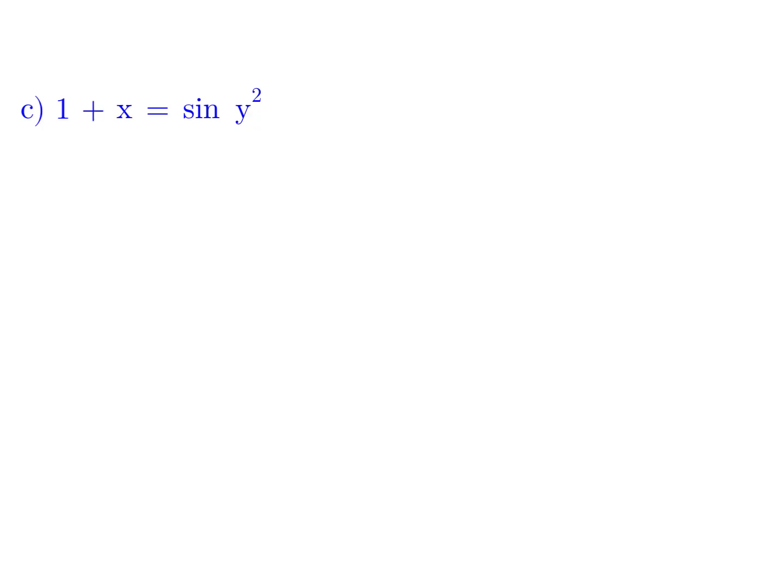So when I take the derivative, this side is 1, okay? What is the derivative of the sine? Cosine. So I got cosine y squared. Is that it? No. But then I have to take the derivative of y squared. And that is 2y dy/dx, because we are taking the derivative with respect to x.